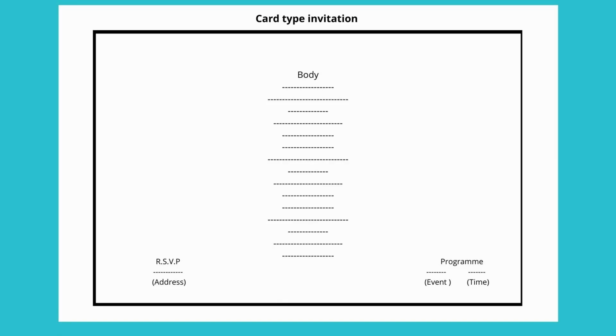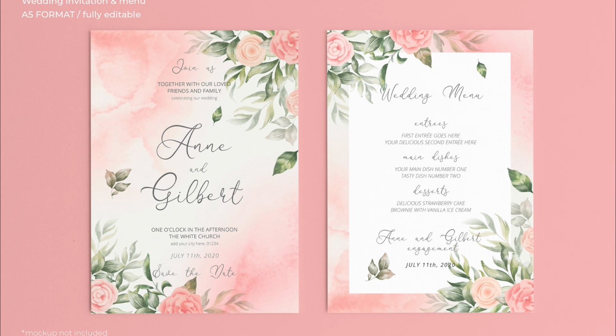On, next line, the date and the day. Then below that, at the venue, the address. Now this is how it will look. Now I am giving you a sample of a wedding invitation. So this is done.